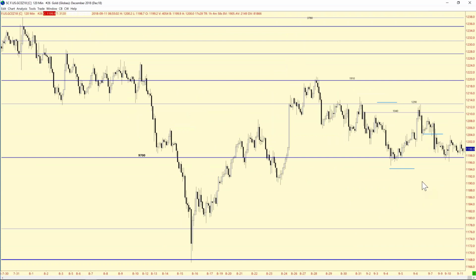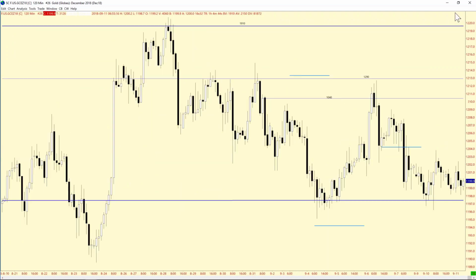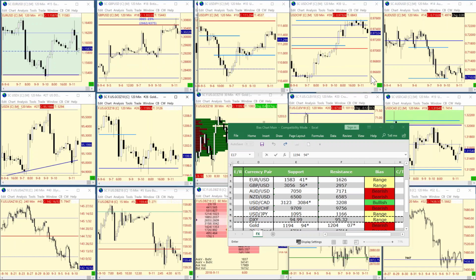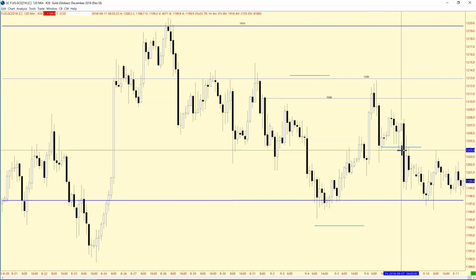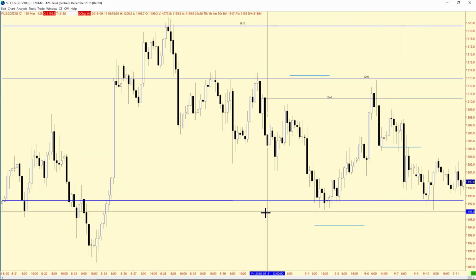But that being said, we're doing the best we can to hang here. If we get a daily close below 1194, it's really going to open the door, whether they make it or not, down to 1181. Nothing has changed. Yesterday we had our resistance, you can see right here, at 1204. That was our intraday resistance.